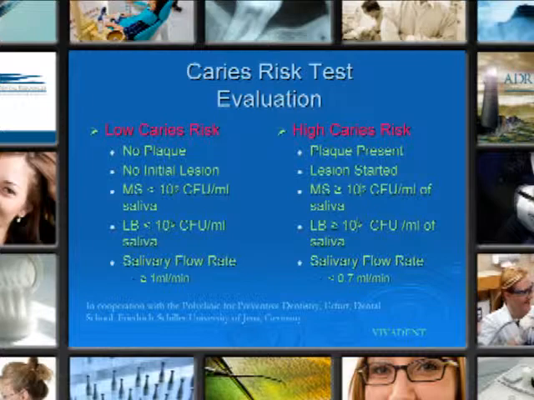High caries risk: plaque is present, lesions started, gingival bleeding, strep mutans and lactobacillus colony counts of over 100,000 colony forming units per millimeter of saliva, and a lower salivary rate, less than 0.7 millimeters per minute.